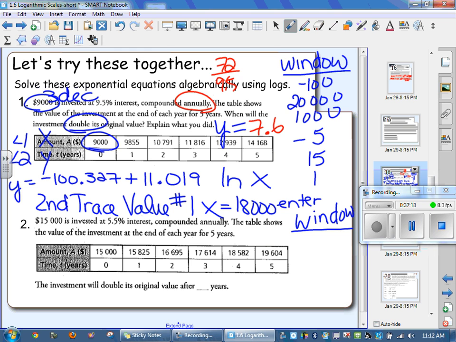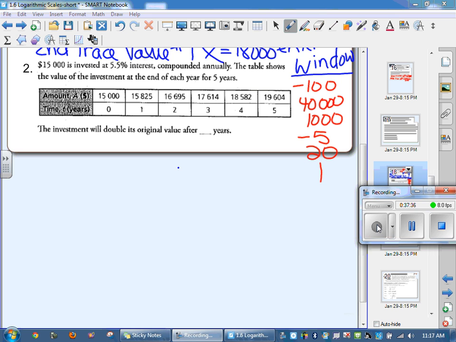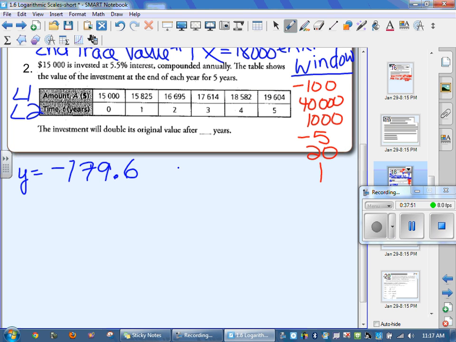Number 2, you also see a list of data, so put those in your lists and do a regression on that one. Okay, on this question, again, you're going to put these into list 1, list 2, do an ln regression, number 9. So you're going to find an equation that looks like this. y equals negative 179.6 plus 18.679 ln x. Okay, now doubling your money, you could have done 72 divided by 5.5, the rule of 72, because it's compounded annually, so that'll work.